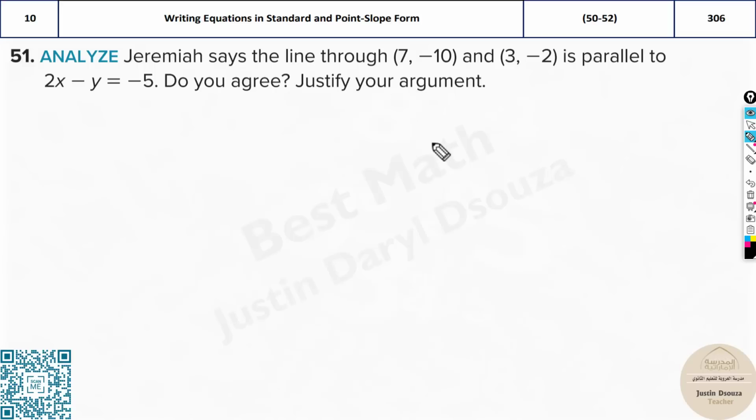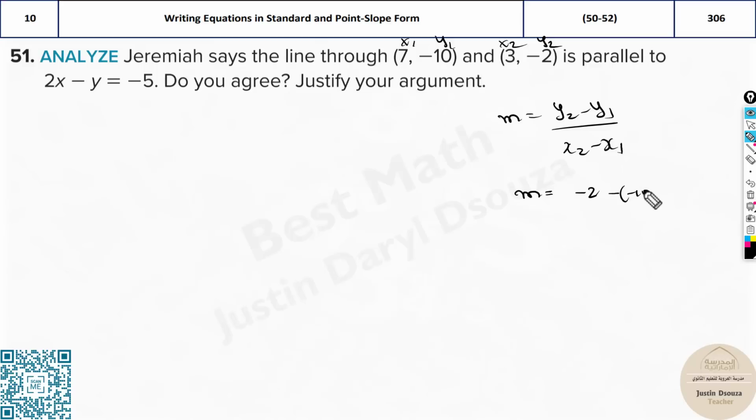Again, a similar problem. Jeremiah says that the line through 7, minus 10 and 3, minus 2 is parallel to this particular line. Do you agree? Let's find the slope again. We can find this: m is equal to y2 minus y1 by x2 minus x1. Let's substitute, say it's x1 y1, x2 y2.